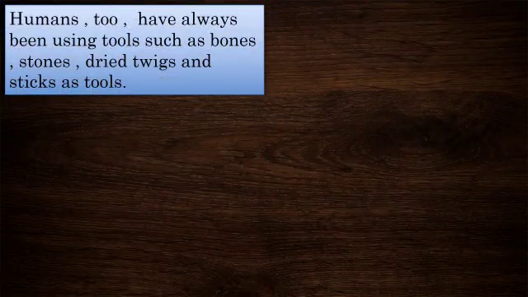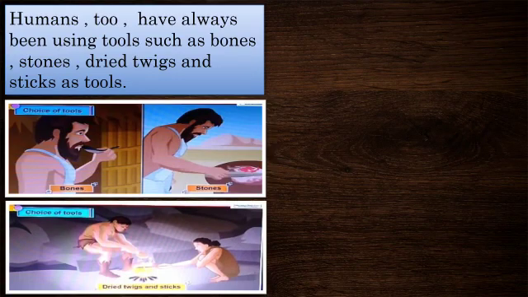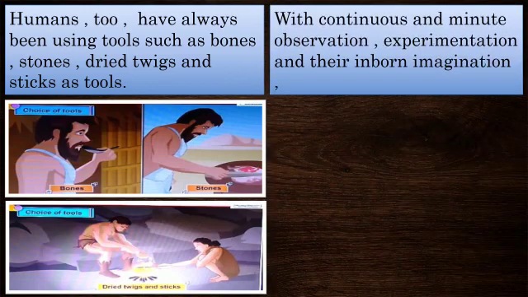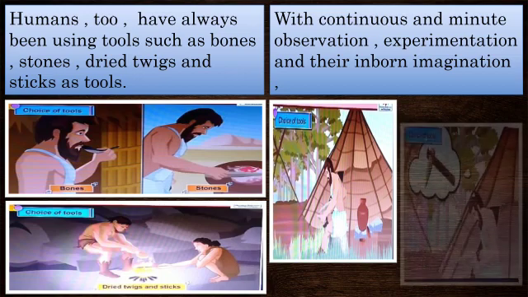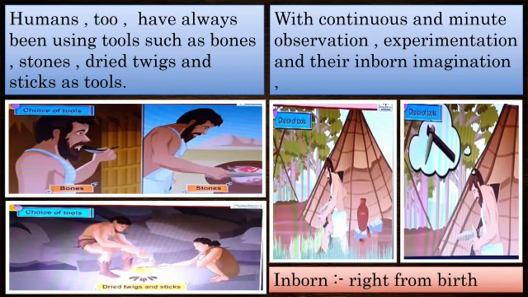Humans too have always been using tools such as bones, stones, dry twigs, and sticks as tools. With continuous and minute observation, experimentation, and their inborn imagination. So the meaning of inborn is right from birth. So my dear students, if you see, experimentation was done on tools. It was done continuously with their minute observation.